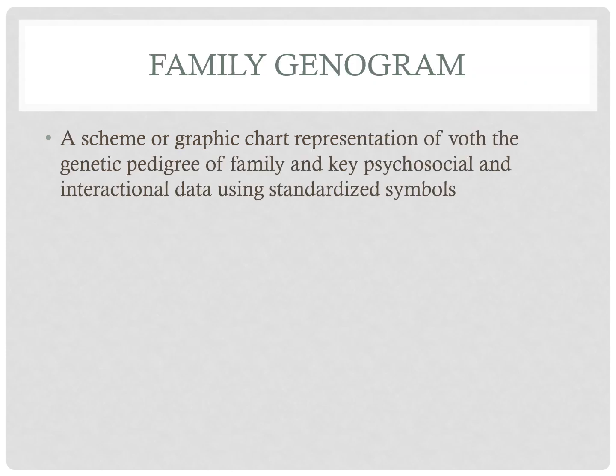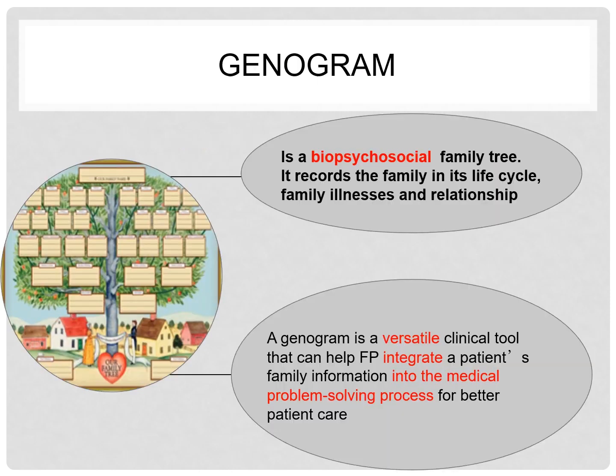The family genogram is a scheme or graphic chart representation of the genetic pedigree of the family and key psychosocial and interactional data using standardized symbols. It is a biopsychosocial family tree. It records the family in its life cycle, family illnesses, and relationships.